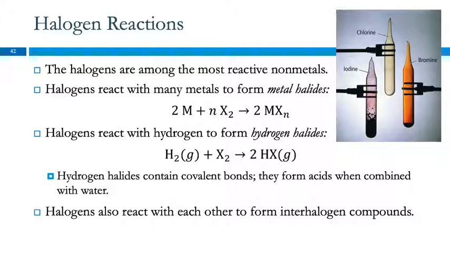They can also react with hydrogen to form hydrogen halides. These look like acids, right? These are gases at room temperature, but if they're dissolved in water, then they're acids. And they can also react with each other to form interhalogen compounds, like PCl3 and various things like that.